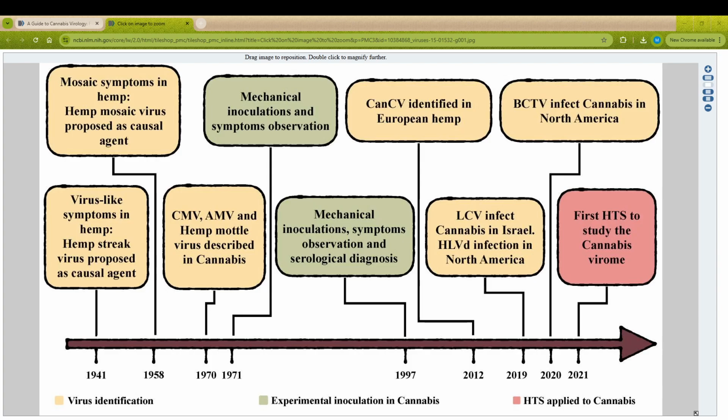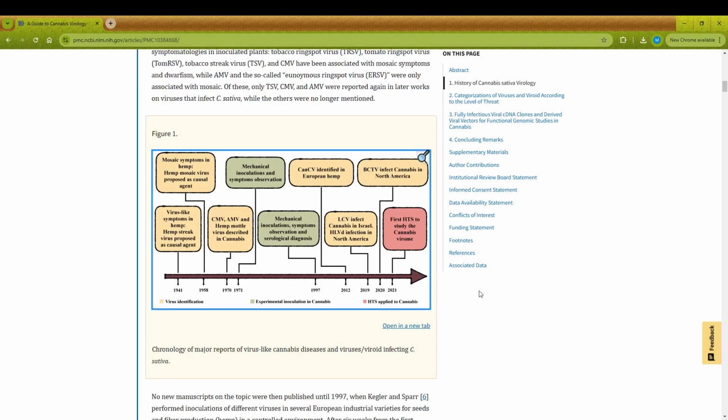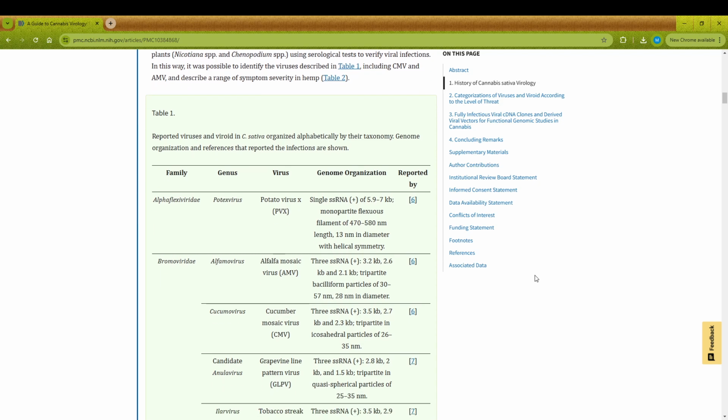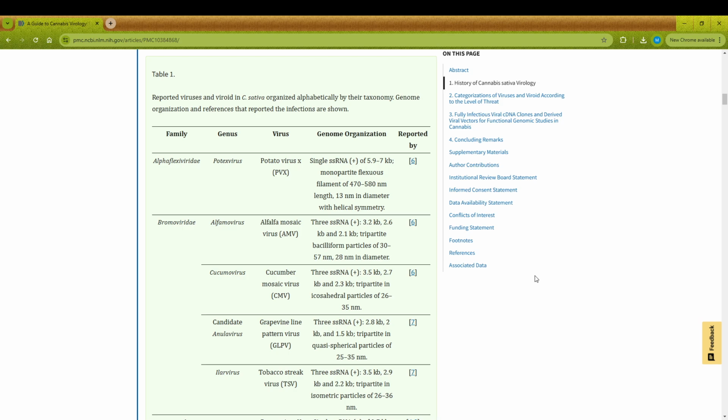So going to 2020, we see BCTV infect cannabis in North America, and then 2021, first HTS to study the cannabis virome. That was 4 years ago now. It's 2025 now. We're still in the beginning of the year, so you know how it goes. But anyways, this site is great for being able to possibly identify some issue that you may be seeing.